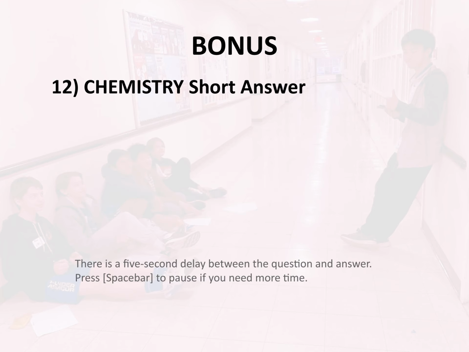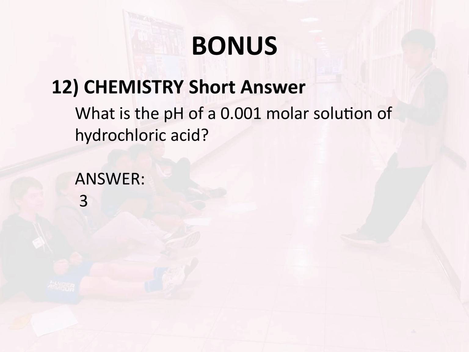Bonus 12. Chemistry. Short answer. What is the pH of a 0.001 molar solution of hydrochloric acid? Answer, 3.